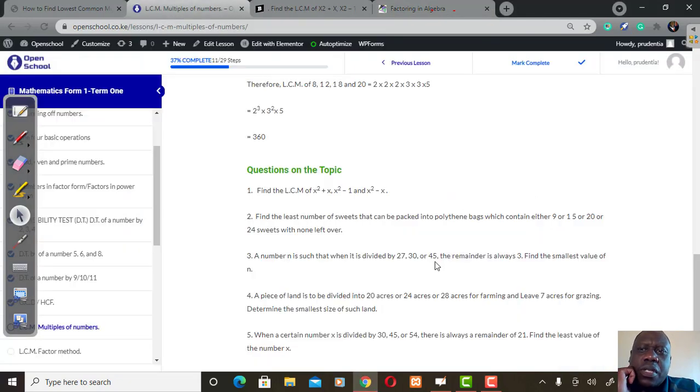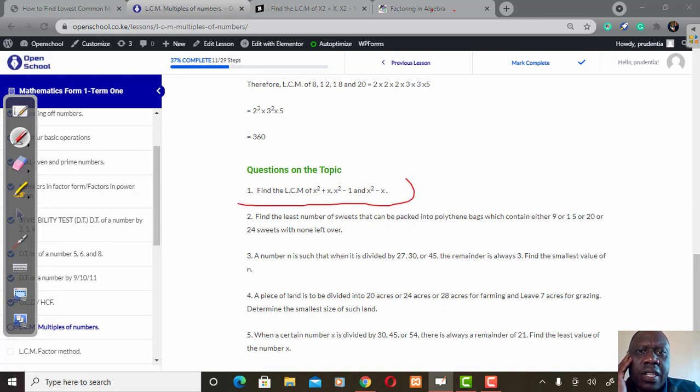So today I want us to find out how we can find the least common multiple, LCM, of an algebraic expression like this one here. But before you are able to do that, it is important that you understand factorization.